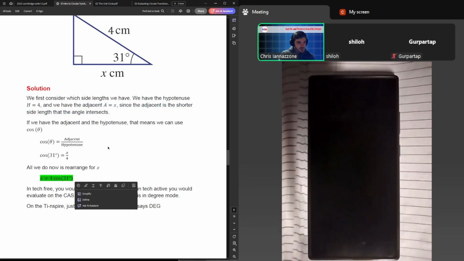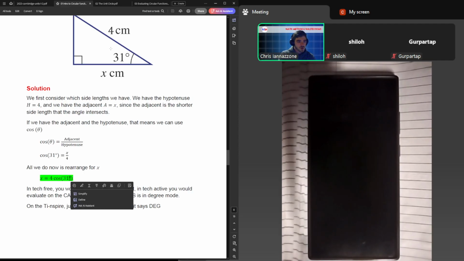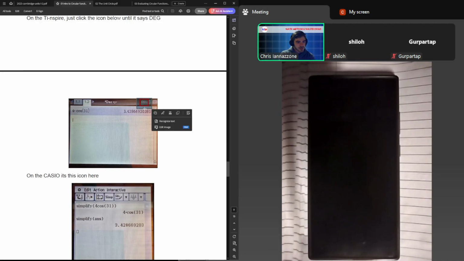In a tech-free environment, this is as far as you can go with that. Obviously, tech-active, you could use your CAS to get an approximate answer to some number of decimal places. Just make sure that you've got it in degree mode if you have degrees, or radians mode if you have a radian angle. For TI Nspire, that's this button up here. You want to click that until it says radians or degrees, depending on which one you want.